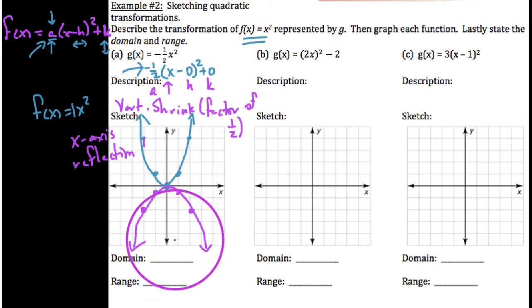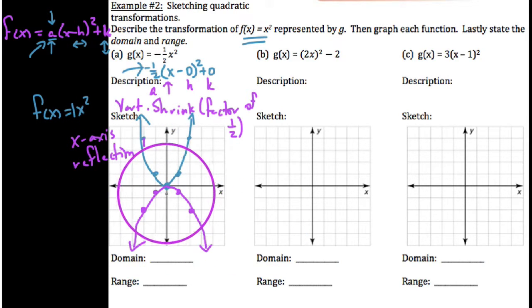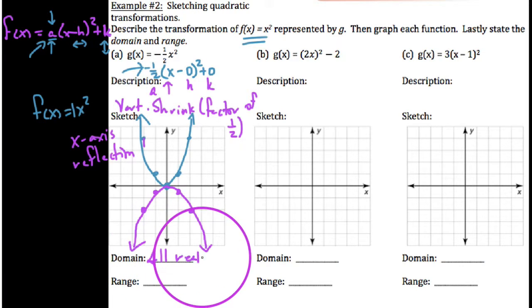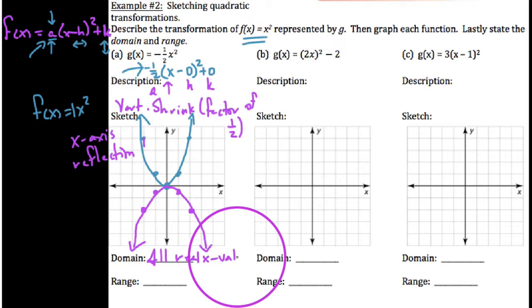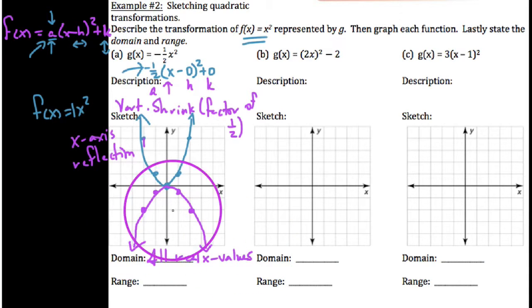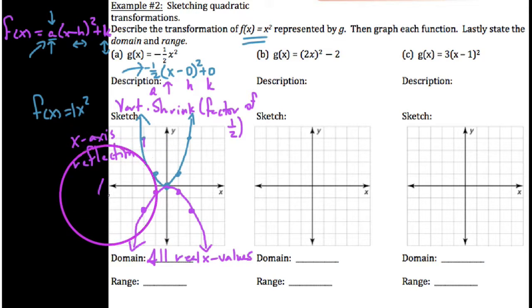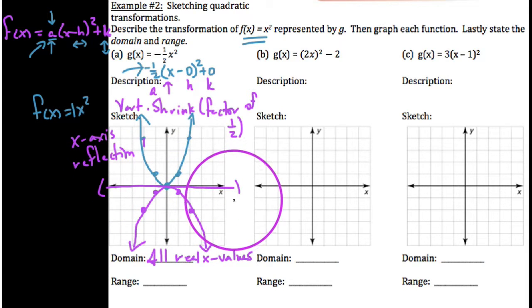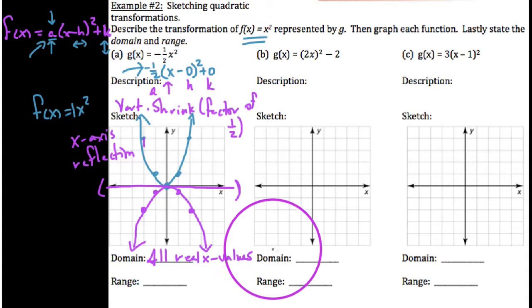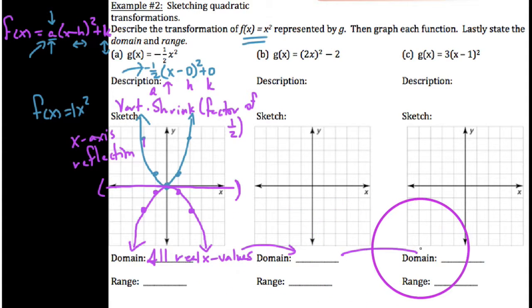So looking at the purple graph here, one thing we can say about all three of these graphs we're about to sketch is that the domain is all real x values. The reason is that since these graphs go left and right forever and ever, every x value will have a y value that it maps onto. In other words, all the numbers on the x-axis will be plugged into this function. So I can copy and paste that here, and I can copy and paste that here.